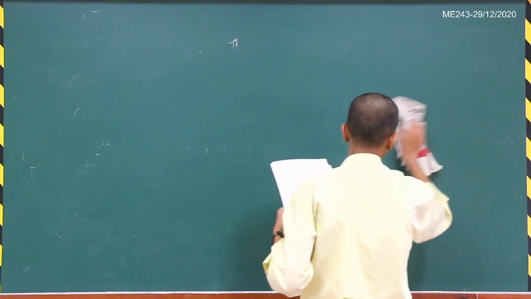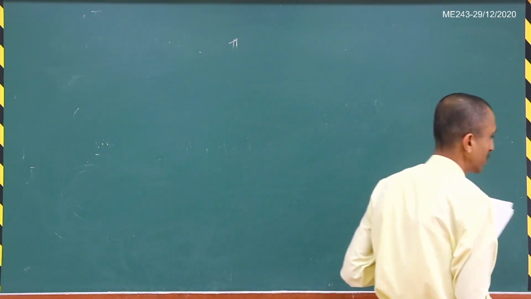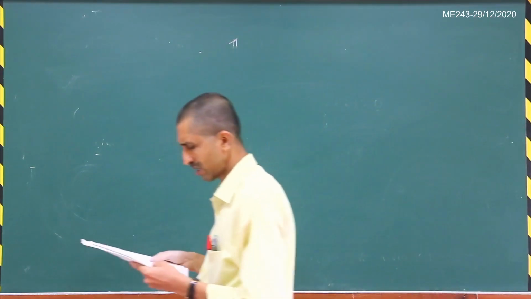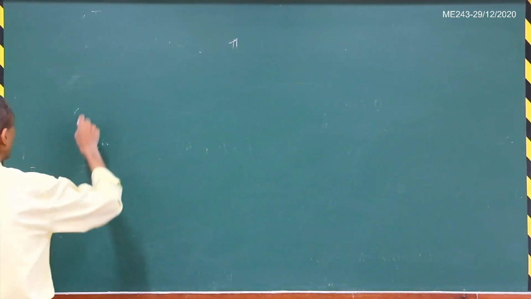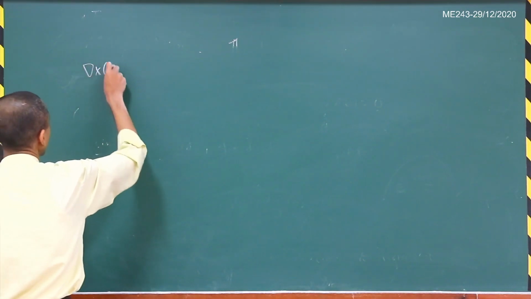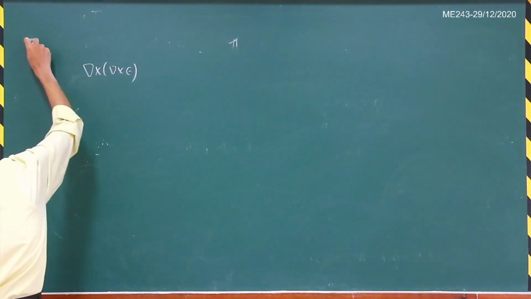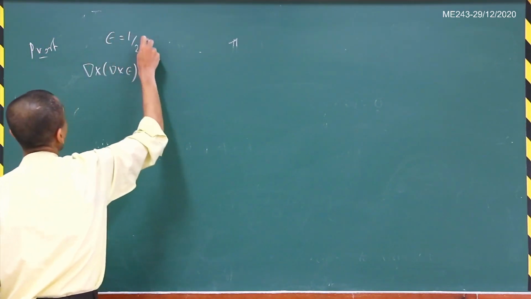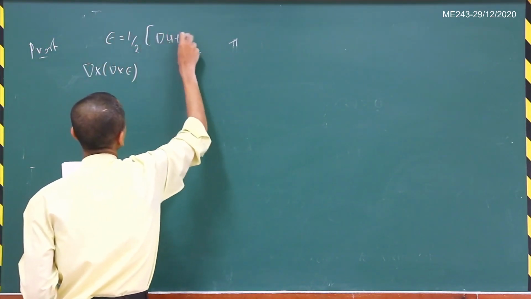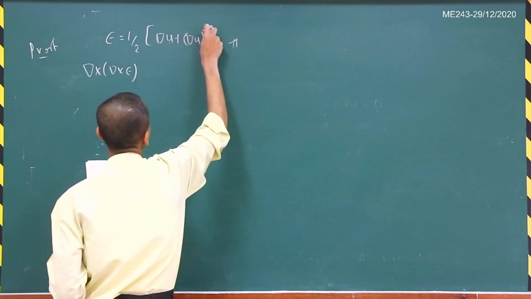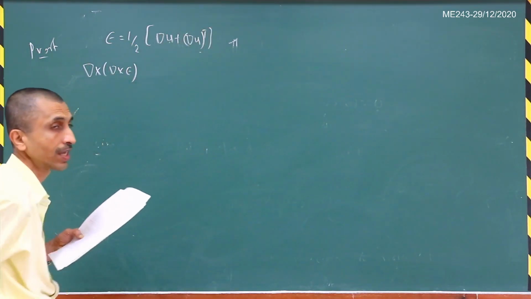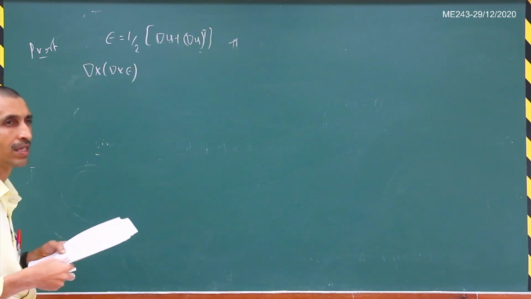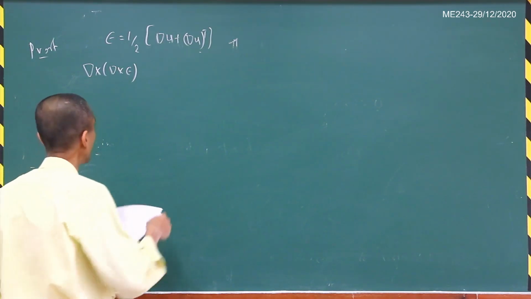So the first part of the proof is just an exercise in indicial notation. So let us show that del cross epsilon equal to 0. So this is the proof now. You are given that epsilon is equal to half of del u plus del u transpose, and we are trying to show that del cross epsilon equal to 0. So this is just an elementary exercise in indicial notation. Let me just carry that out.